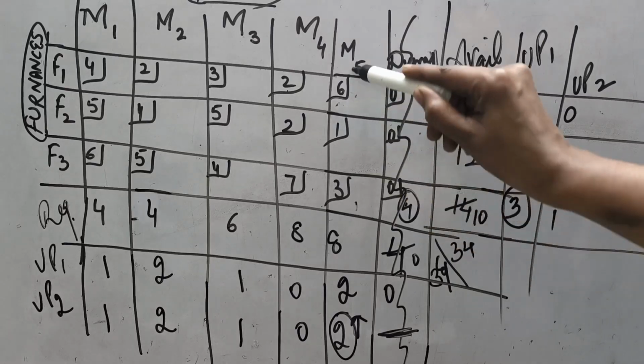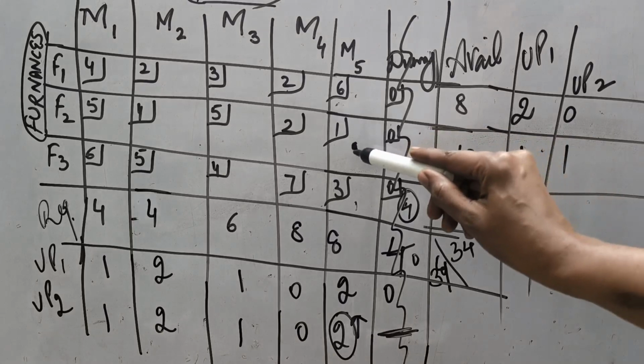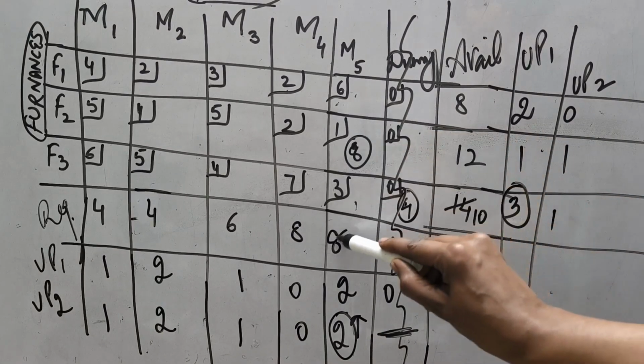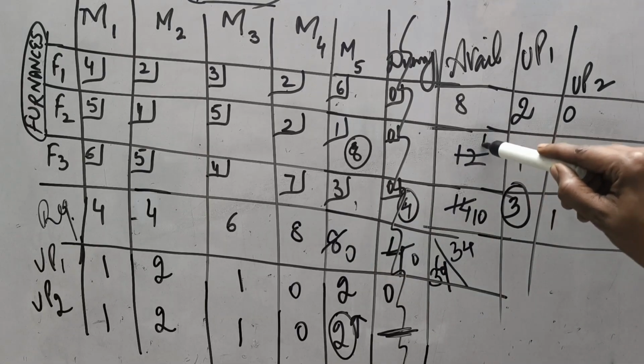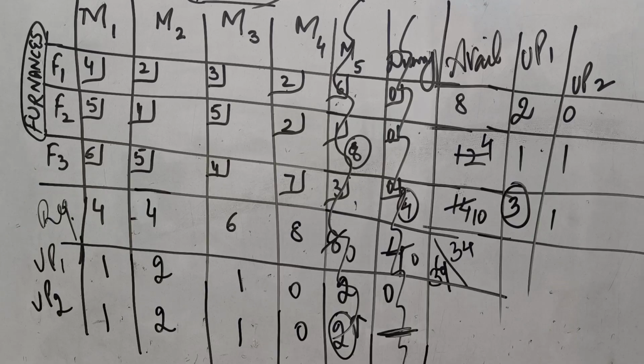Going inside this column, minimum cell, this. So I am choosing this cell. Just looking at availability 12, requirement 8, so I am giving here an 8. This will become 0, this will become 4. With this this column will be again deleted. Now calculating unit penalty 3.